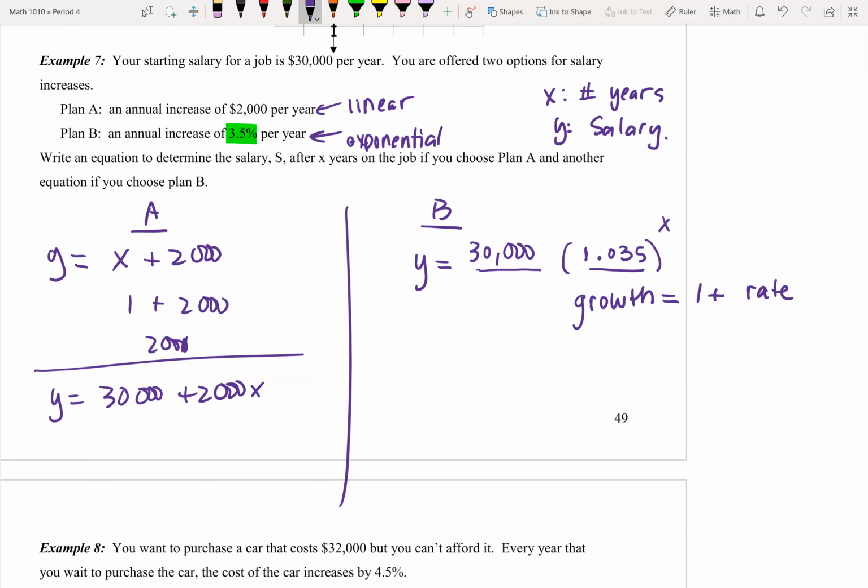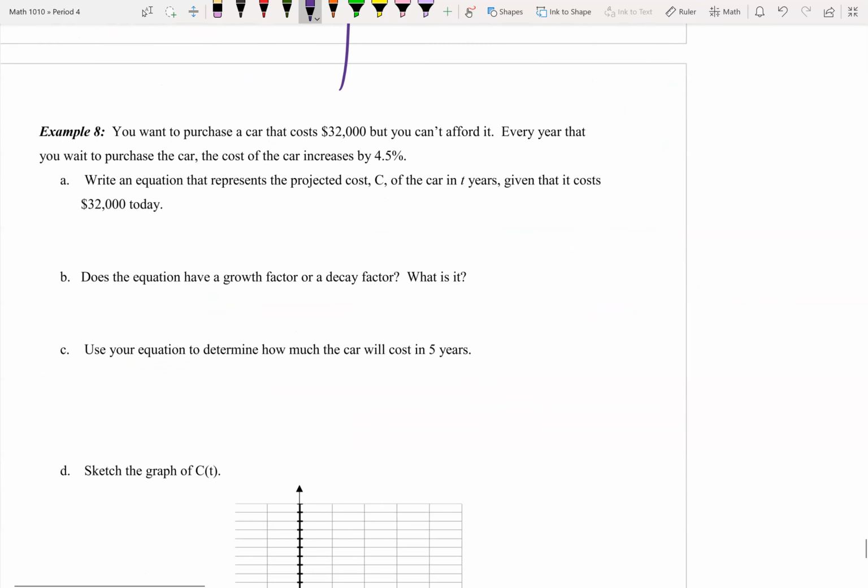Why do you do 0.035? Why can't you just do 3.5? Because you can't use a percentage in an equation. You have to turn it into a decimal. Okay, that makes sense. Okay, so that's it. Okay, question 8.